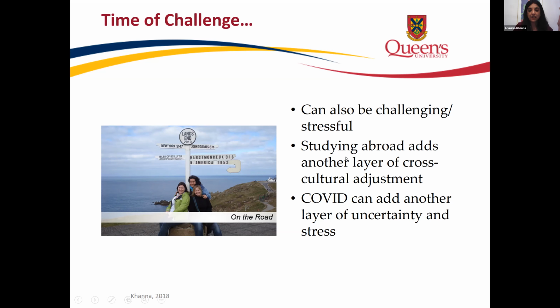Then, of course, this year it's COVID that's added this huge layer of uncertainty and stress. So we want you to know that while this is a wonderful experience, planning and looking forward to things, it can be a time of challenge as well.